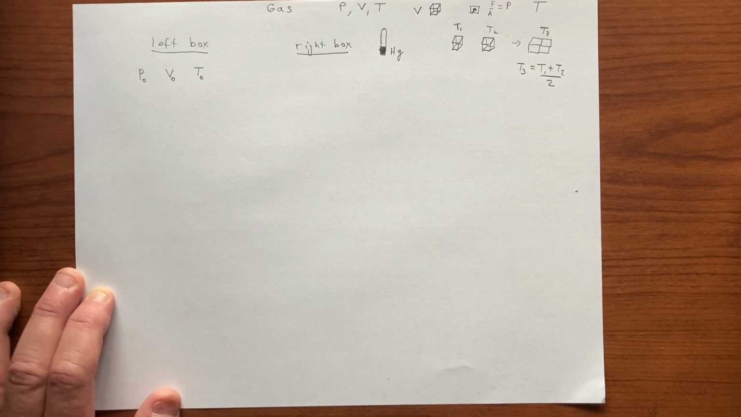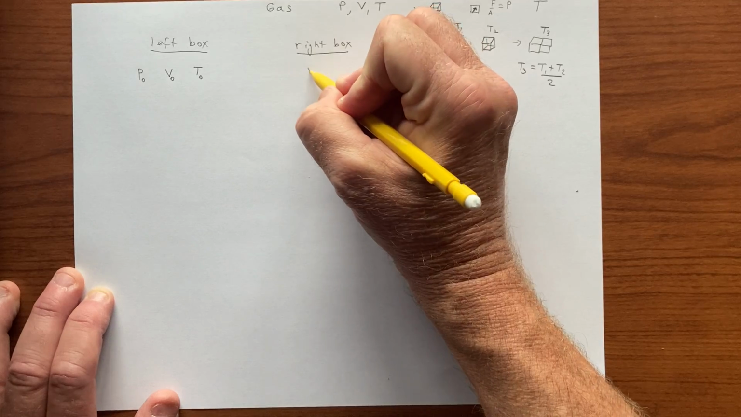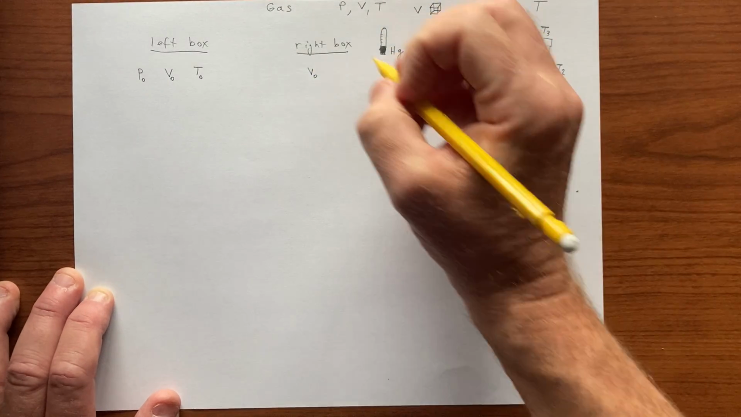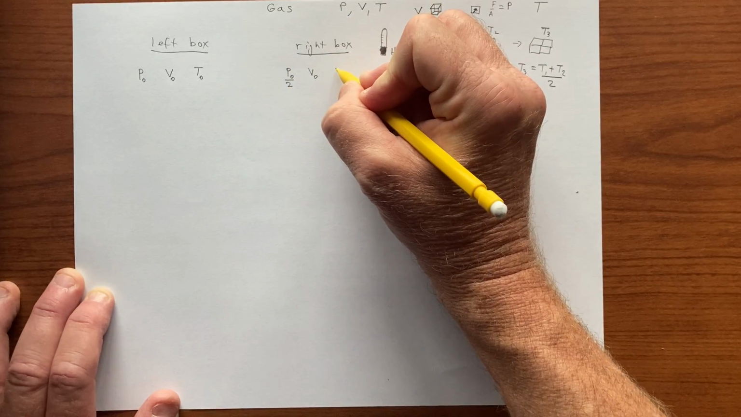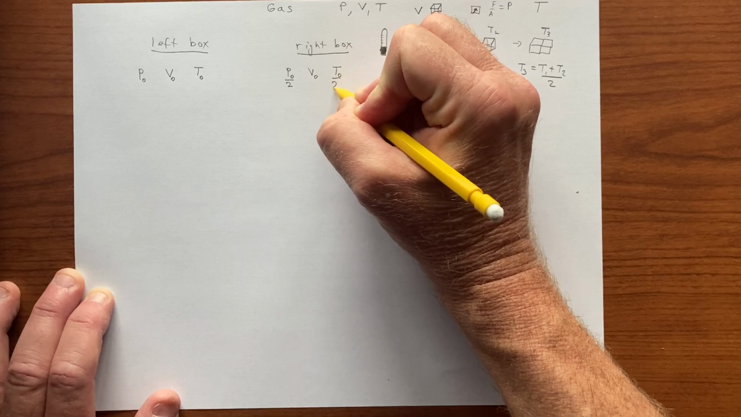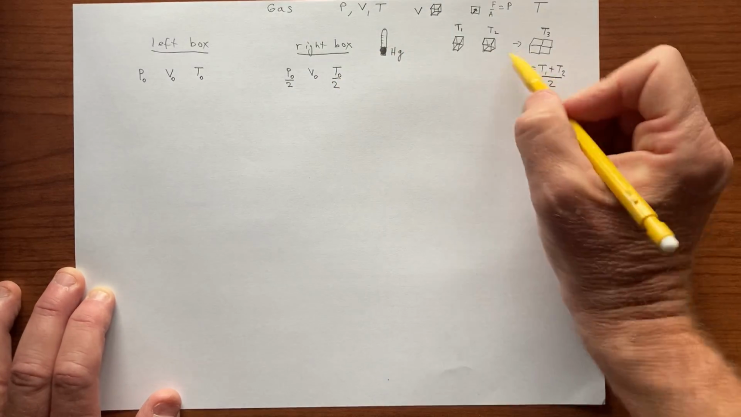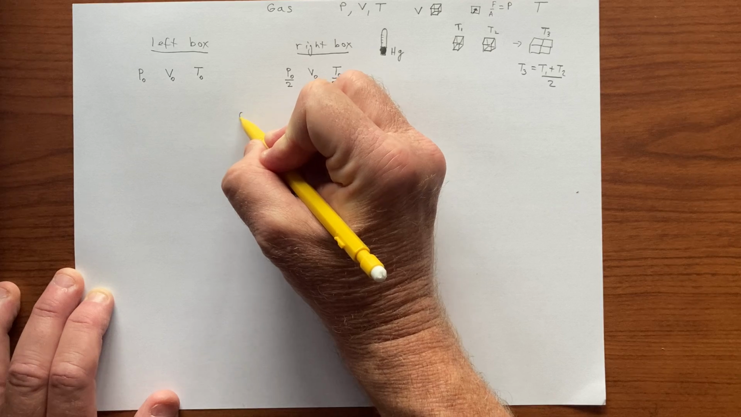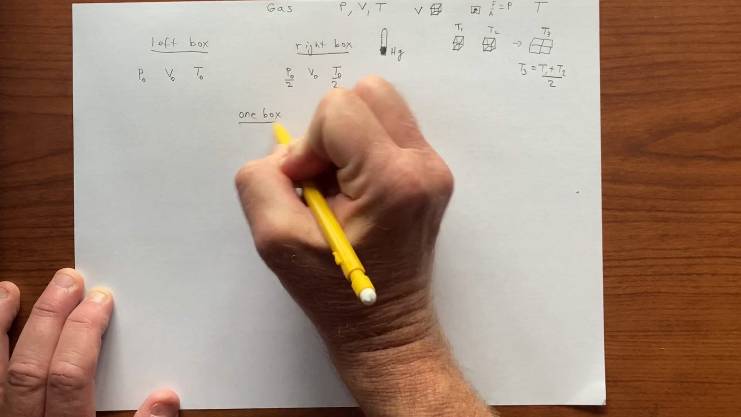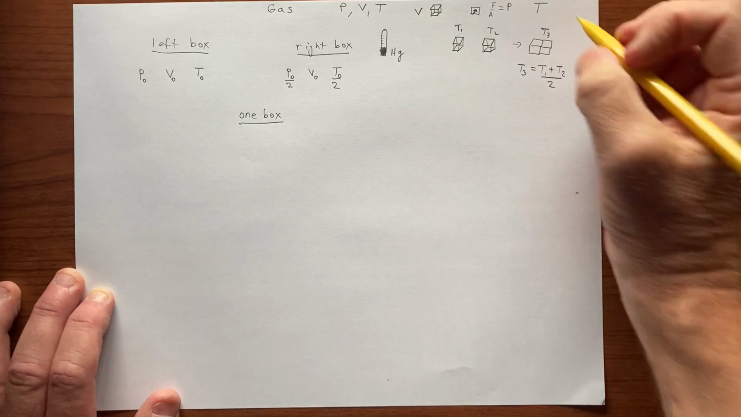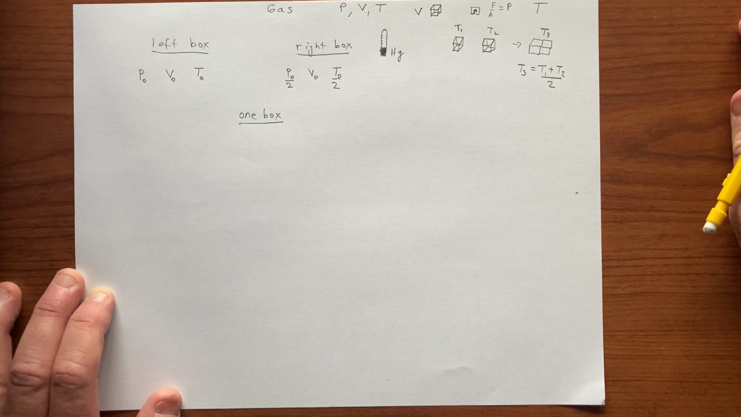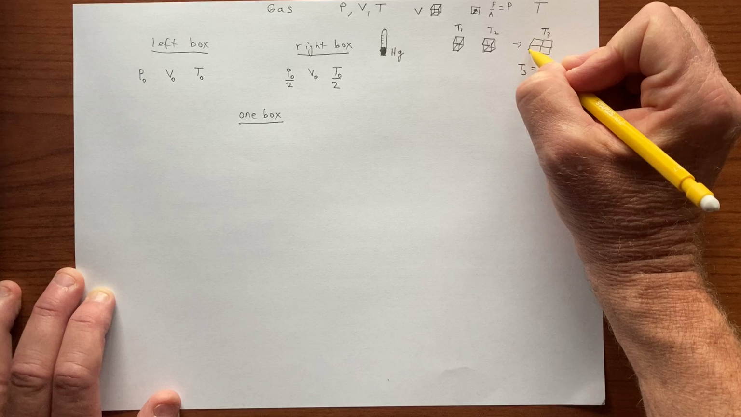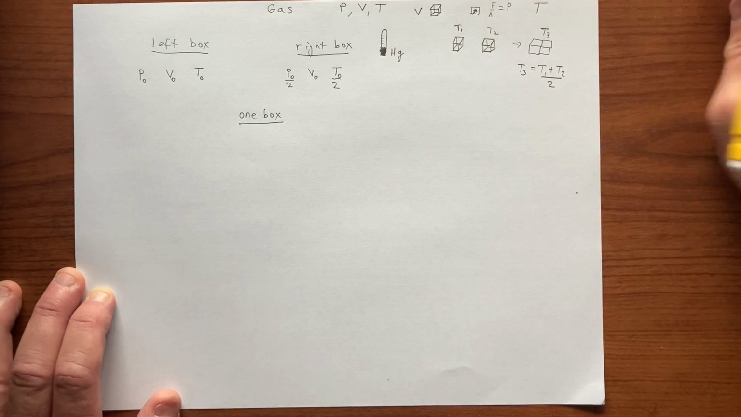And then we do the same for the box on the right. And so we know the volume is V naught. And we measure the pressure, and let's say we get P naught over 2. And we measure the temperature, and we find it to be T naught over 2. And then we put them together like this. And so we have one box. We can sort of imagine putting them together kind of means getting rid of the wall in between the two. And so the gas in one can move freely into the other side.